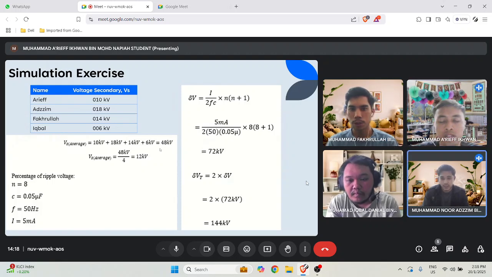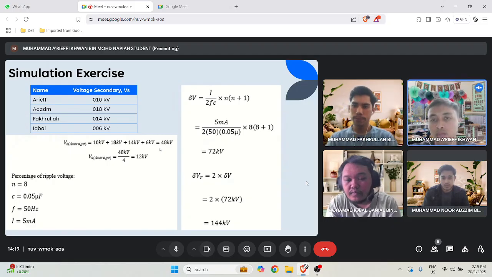The formula is I over 2FC times N and N plus 1. So I is 5 milliampere over 2 times 50 times 0.05 micro times 8 and 8 plus 1, and we will get the ripple voltage, that is 72 kilovolt. In order to get the full ripple voltage, we need to multiply by 2. So multiplying 72 kilovolt by 2, we get 144 kilovolt.